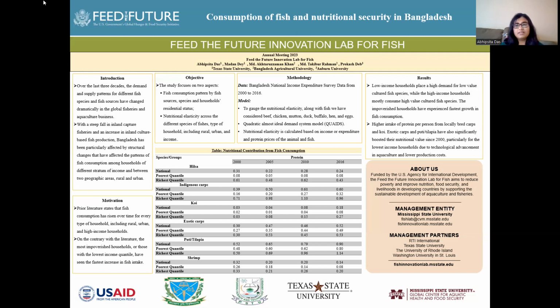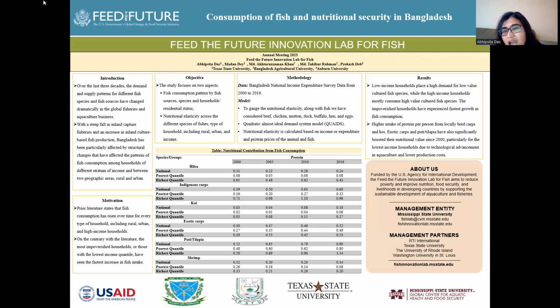The table shows the nutritional contribution from fish consumption. From the table, we find that low-income households place a really high demand for low-value cultured fish species, while the high-income households mostly consume high-value cultured fish species. Now, the most interesting part is that the impoverished households, that is, the households that belong to the poorest quantiles, have experienced the fastest growth in fish consumption. How have we divided the households according to quantile? We have divided the households based on their expenditure on food and non-food items.